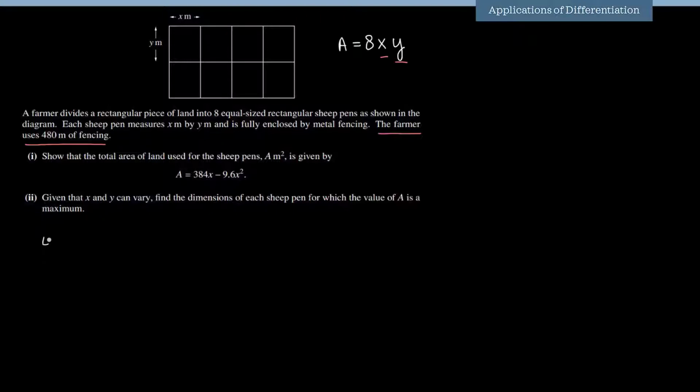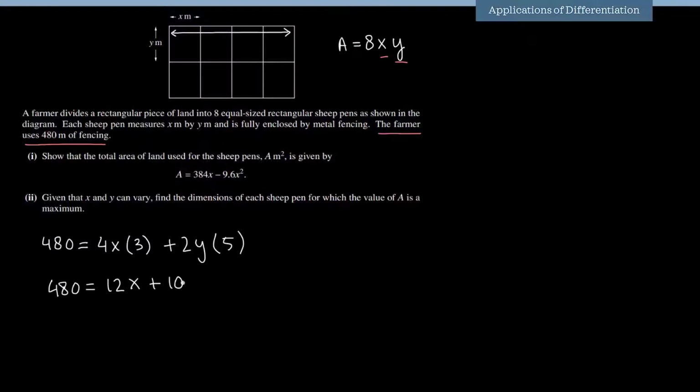So the total length of fencing, which is 480, is going to be equal to this length here, which is 4x. This length over here is also 4x, and this length is also 4x. So I'm going to multiply 4x by 3. Next, this length is 2y. This is 2y, this is 2y, this is 2y, and this is also 2y. So I'm going to multiply 2y by 5. This would be 480 is equal to 12x plus 10y.